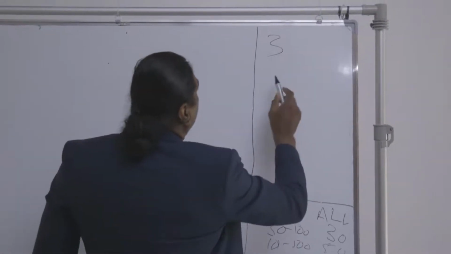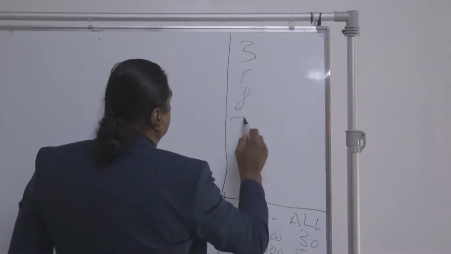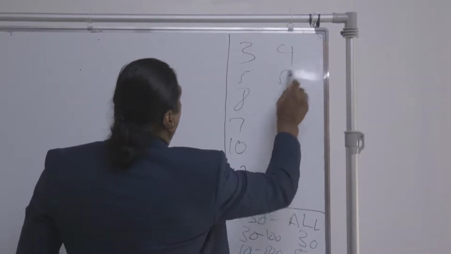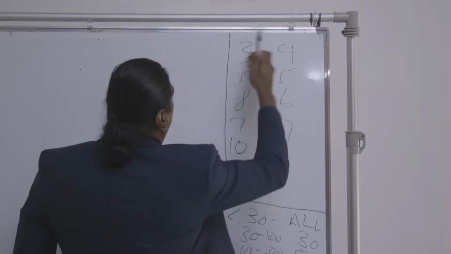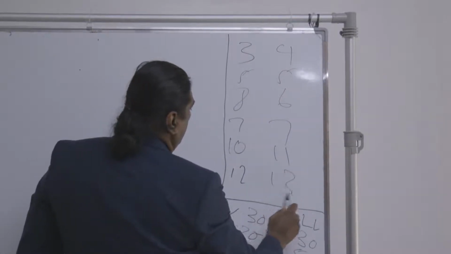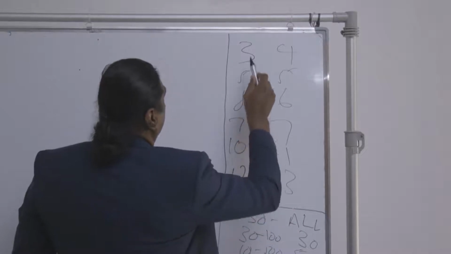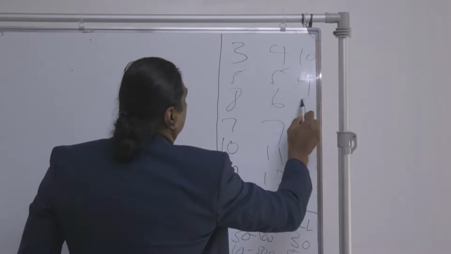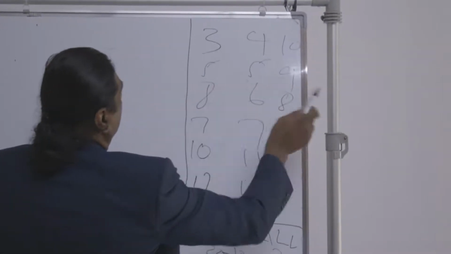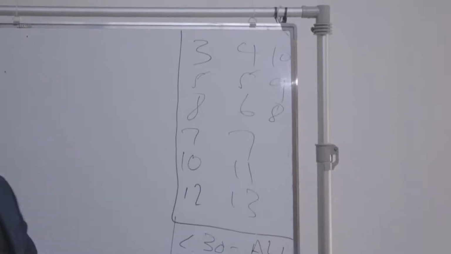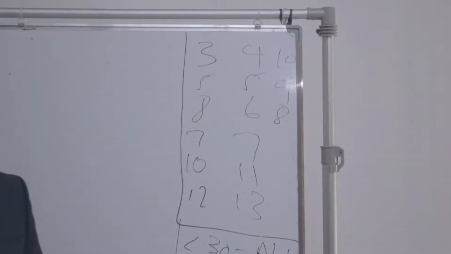So there's the 3 minutes, 5 minutes, 8 minutes, 7 minutes, 10 minutes, 12 minutes, 4 minutes, 5 minutes, 7 minutes, 6 minutes, and then 10 minutes, 9 minutes. That's 15. So there's our 15 clients.